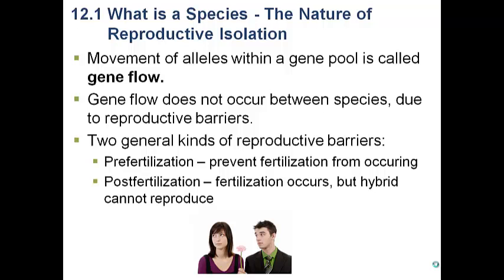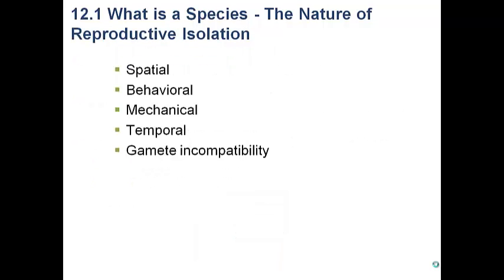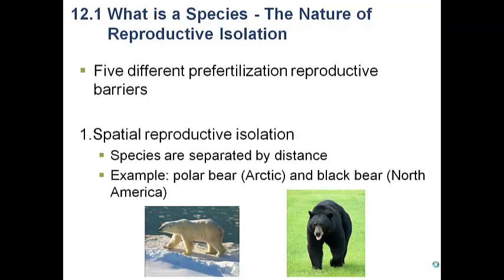We want to talk first about pre-fertilization reproductive barriers. We have 5 types of pre-fertilization reproductive barriers: spatial isolation, behavioral isolation, mechanical isolation, temporal isolation, and finally gamete incompatibility. Over the next couple slides, we'll provide an example of each of these types of isolation.